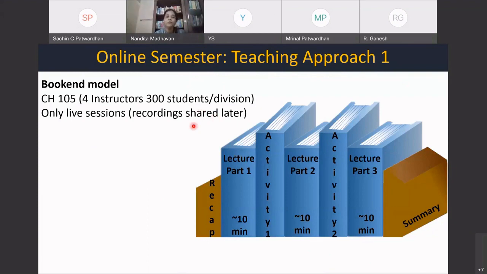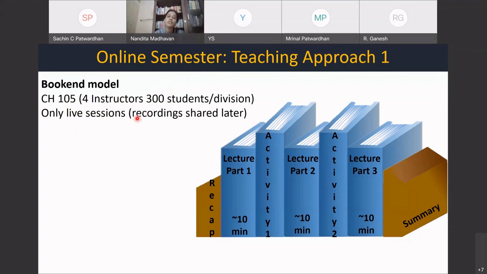So for the online semester, there were two teaching approaches that I had used. One is for, again, the large class. We have four instructors and each class is around 300 students. So around 1,300 students we have in total. So my division, for example, had 350 students, and so did another division, and some of the other divisions were smaller. We had only live sessions, so no recordings.